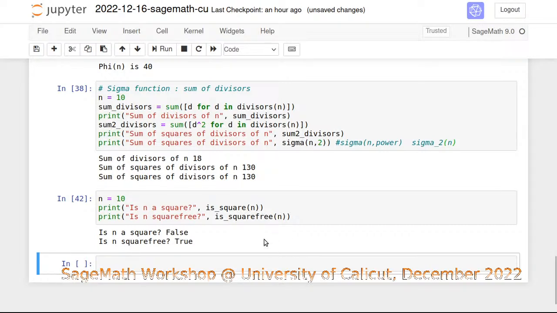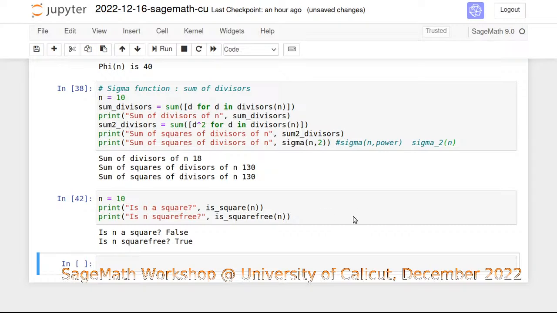These two are some other functions. There are several other functions like the usual Mobius function, almost all kinds of number theoretic functions. Arithmetical functions, as they are usually called, are available here.